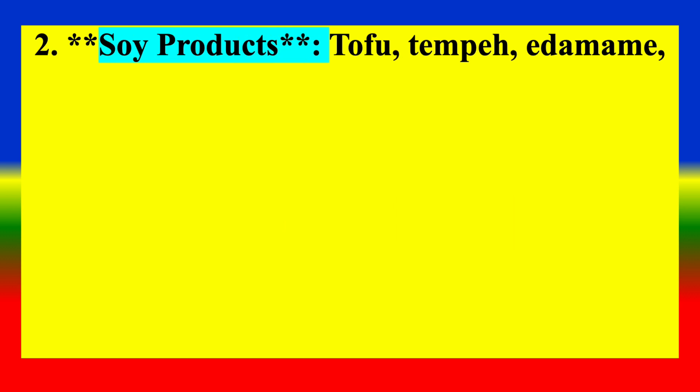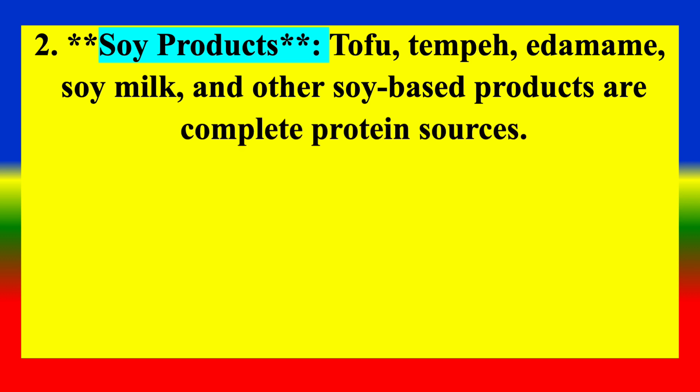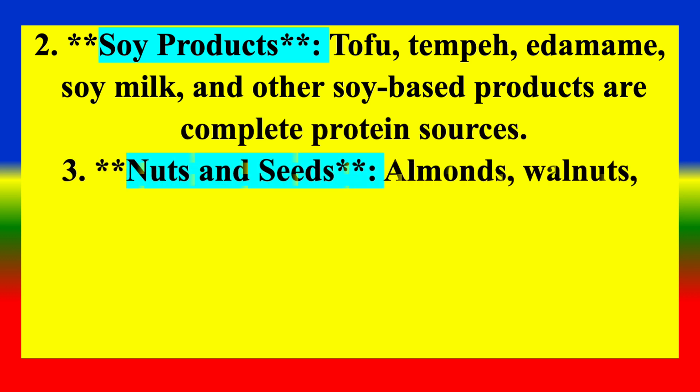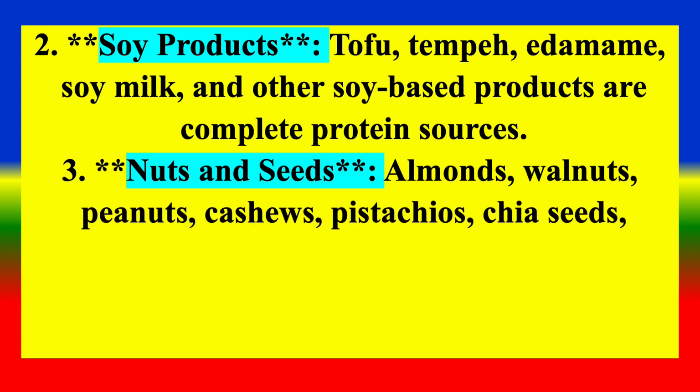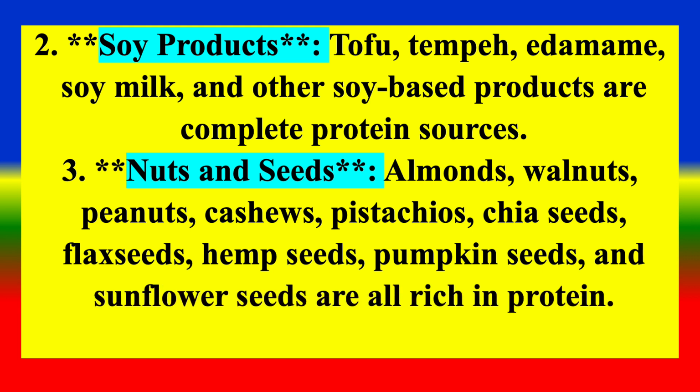Two, soy products. Tempeh, edamame, soy milk, and other soy-based products are complete protein sources. Three, nuts and seeds. Almonds, walnuts, peanuts, cashew nuts, etc. Sunflower seeds are also rich in protein.